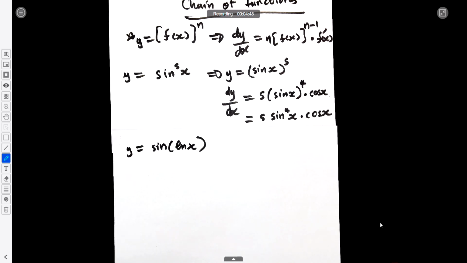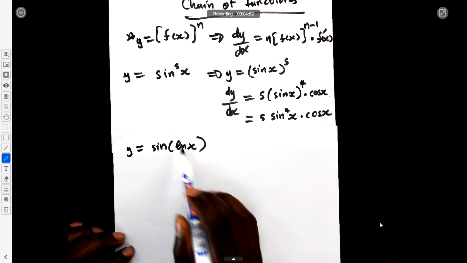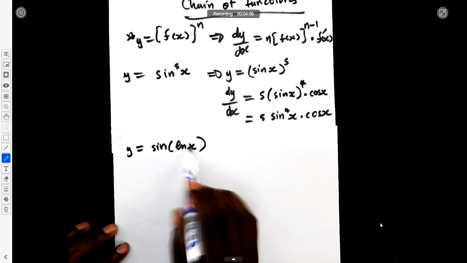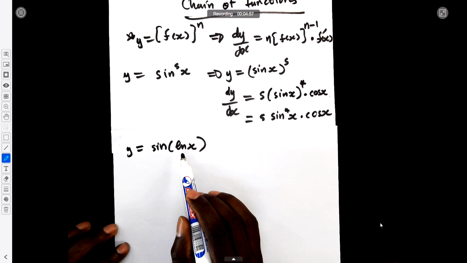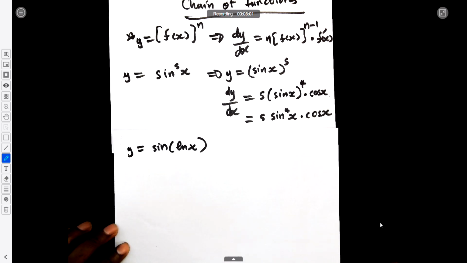So for this method, check the key function. The key function here is sine. Then the angle inside there is a natural logarithm. So the key function is sine, then its angle is a natural logarithm. Which means you need to apply the derivative of trigonometric functions as well as natural logarithms.